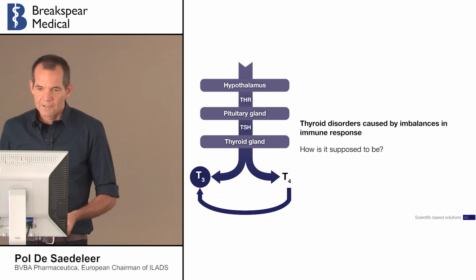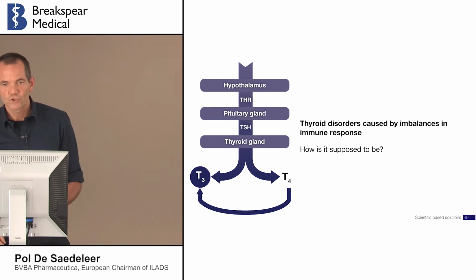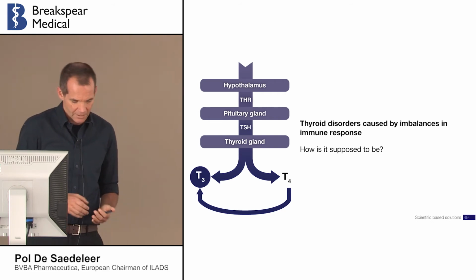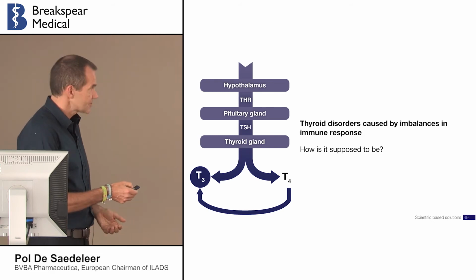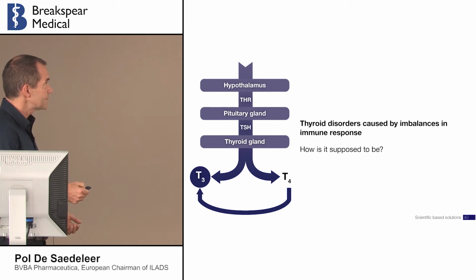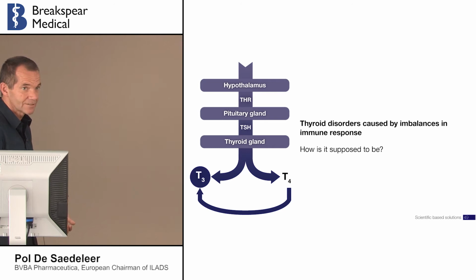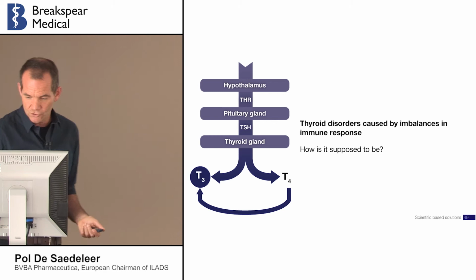Now, how is our thyroid system supposed to work? Well, the hypothalamus activates the pituitary. Pituitary activates thyroid glands. Thyroid glands, as a result, will produce T4 hormone, and T4 hormone needs to be converted into T3, the active form. This is how the thyroid system is supposed to work.